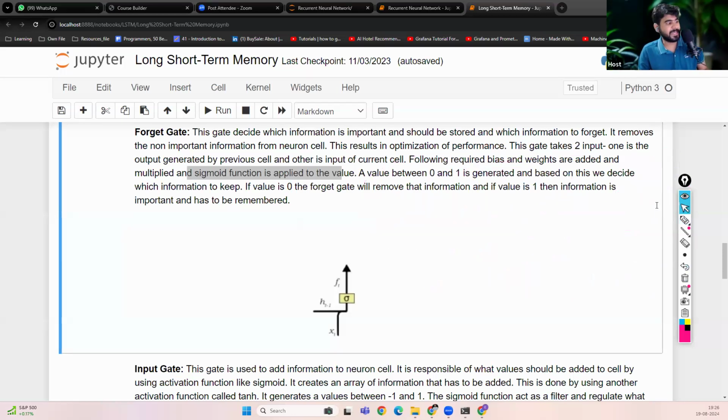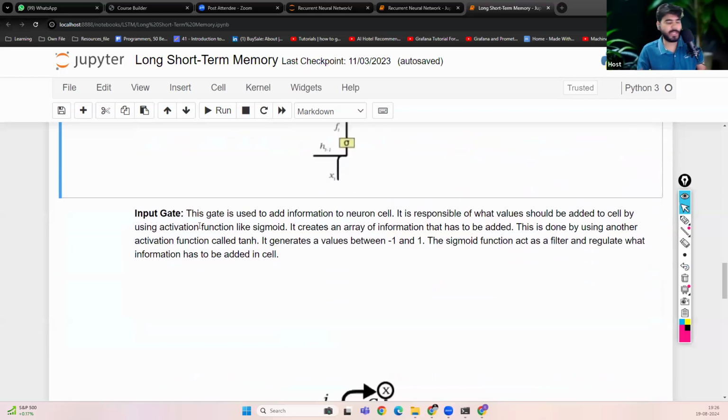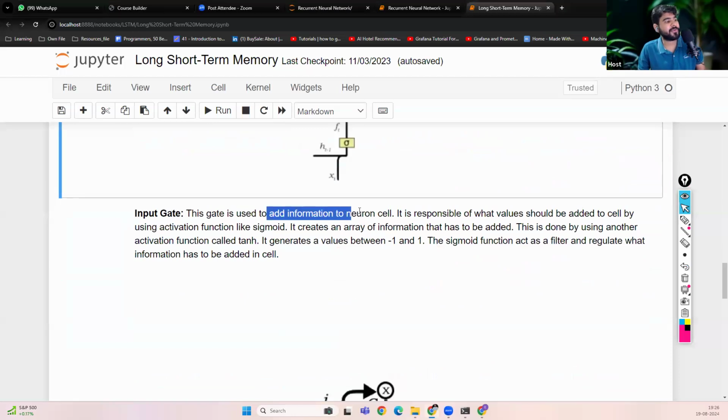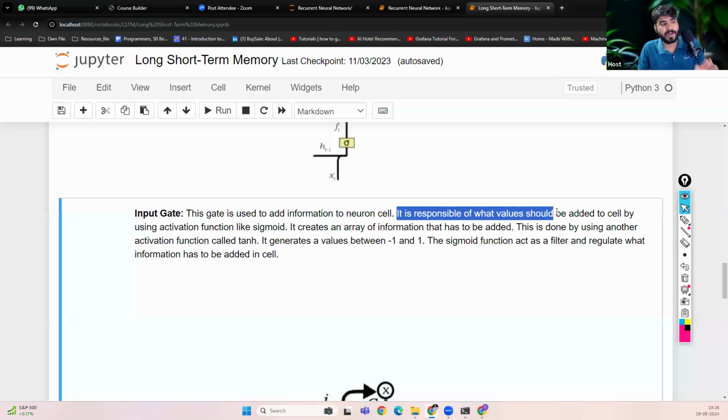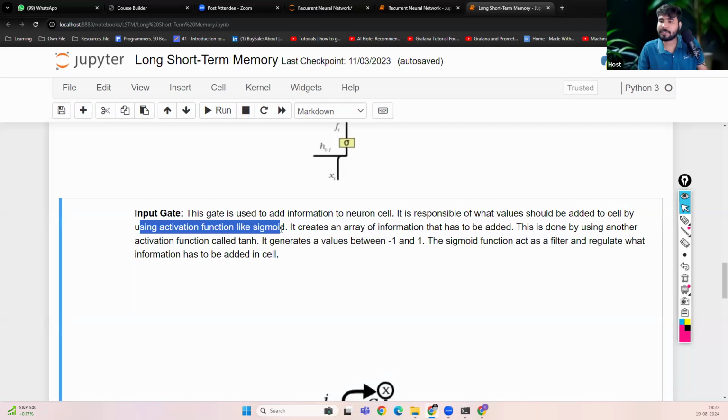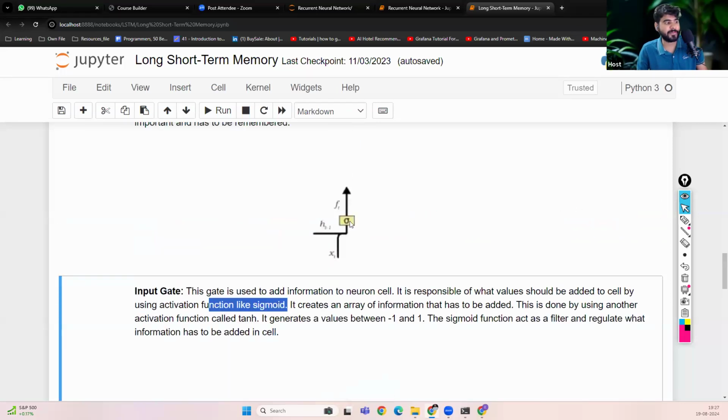Now the next gate that we have here is the input gate. The input gate is simple: we are sending the data. This gate is used to add new information, one piece at a time, to the neuron cell. It is responsible for deciding what value should be added to the cell by using an activation function like sigmoid. That's why we have the sigmoid activation function here.